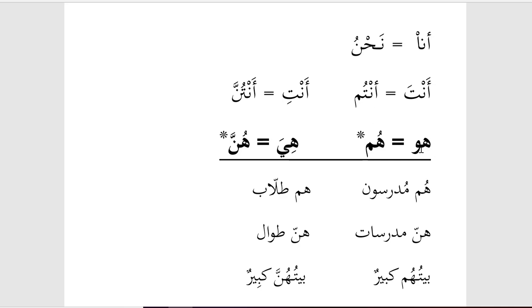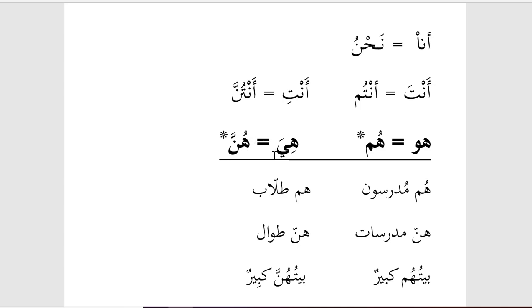Here we have huwa, which means he. If we want to say they, and we're talking about a group of men, then again, we're going to add a meem for men. So huwa becomes hum. Hiya means she. If we're talking about a group of women, then noon is for nisa. So it becomes hunna. Okay, so hunna means they, but we're talking about women.